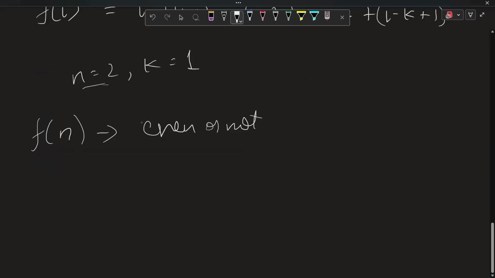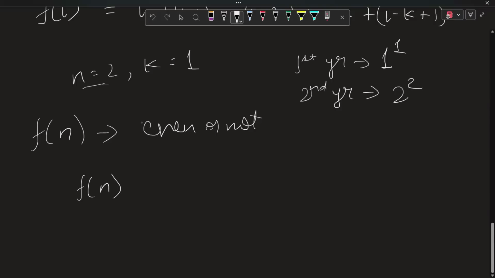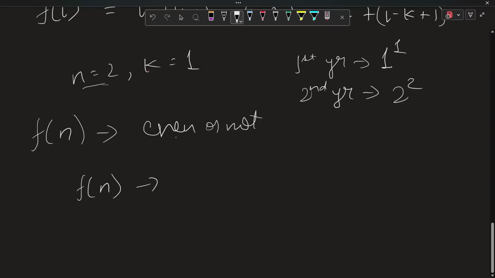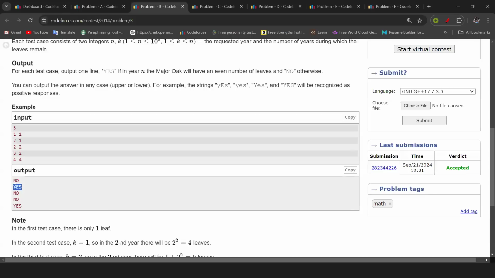So we just need to find whether f(n) is even or not. For n equal to 2 and k equal to 1, in the first year there would be 1 to the power 1. Second year, there would be 2 to the power 2. And k is 1, so we would only take 1 year. This would not be there. So f(n) would be just 2 to the power 2, which is 4, which is even. So we would say yes, it is even. The second test case is yes.